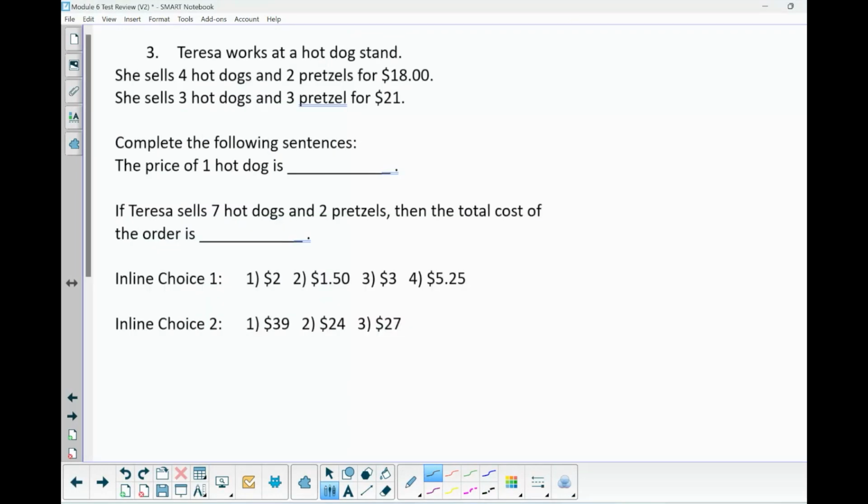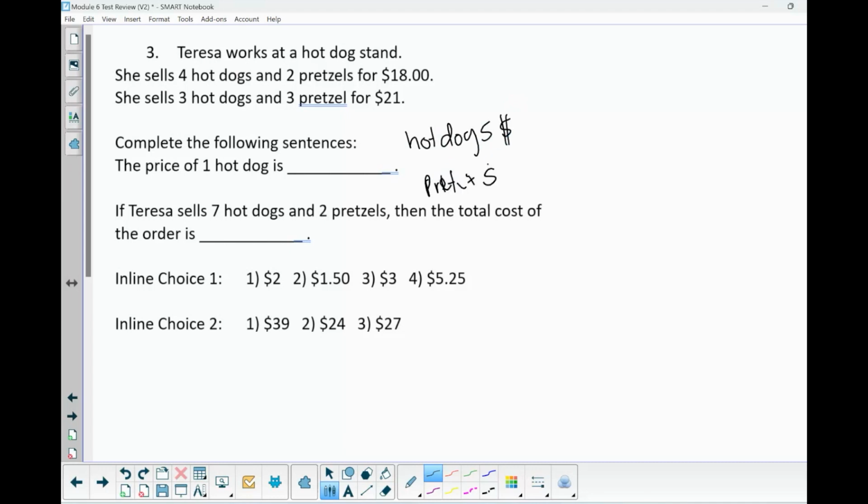All right, it says Teresa works at a hot dog stand. She sells 4 hot dogs and 2 pretzels for $18. She sells 3 hot dogs and 3 pretzels for $21. Complete the following sentence. Well, I know that I've got 2 variables happening right now. I've got my hot dogs, don't know how much they cost, and my pretzels.